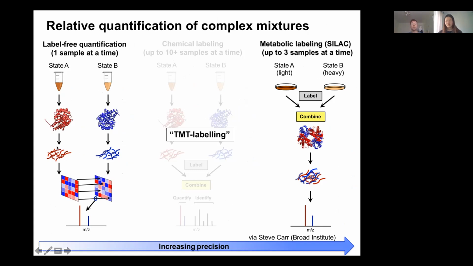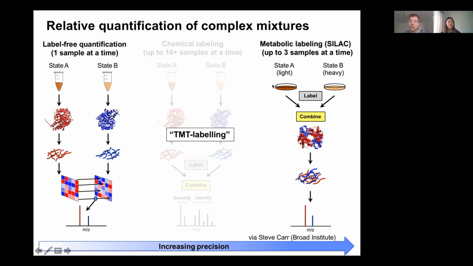And then with label-free, you basically run 1 sample at a time, and then based on the intensities of the peptides, there's some nice software that can spit out relative quantification values. And then you're able to average them over the runs and then create some figures and see what's enriched or what is depleted across these samples.